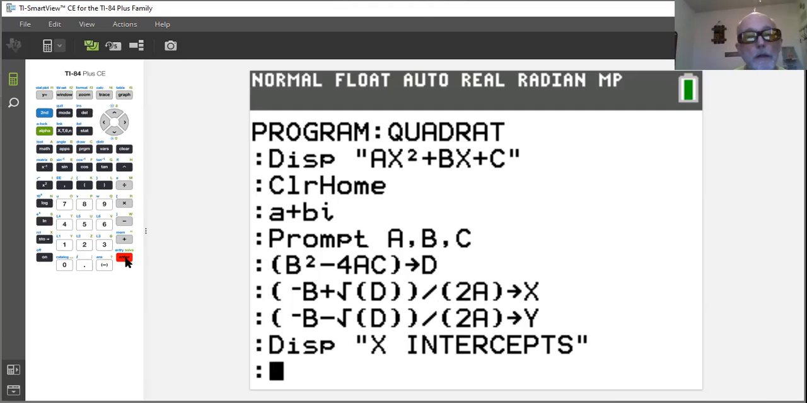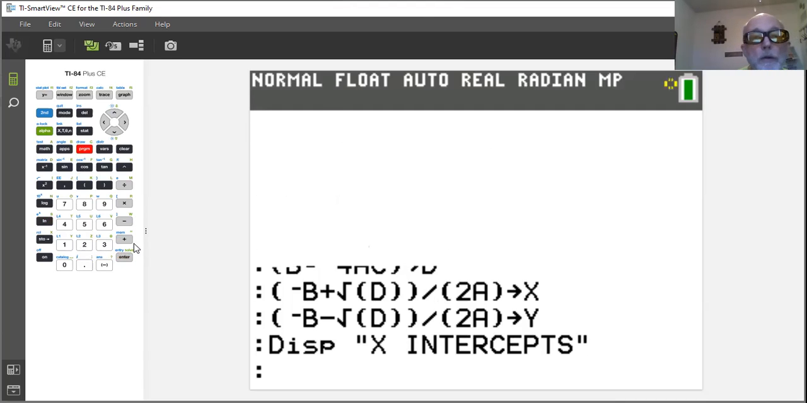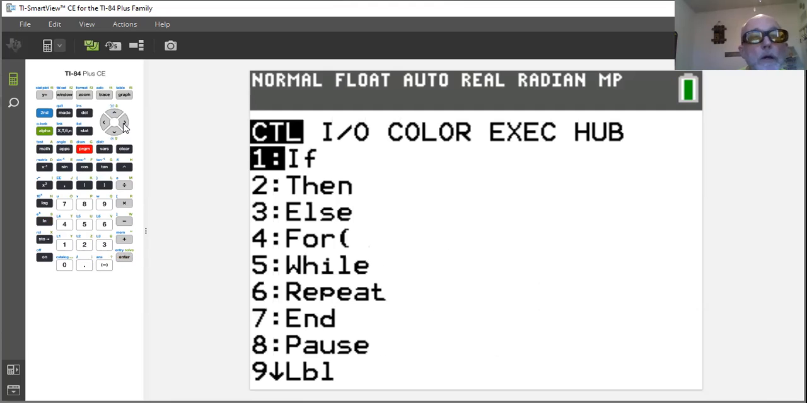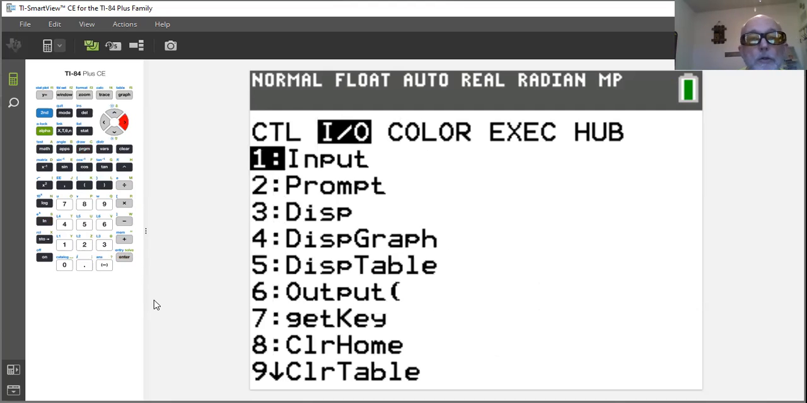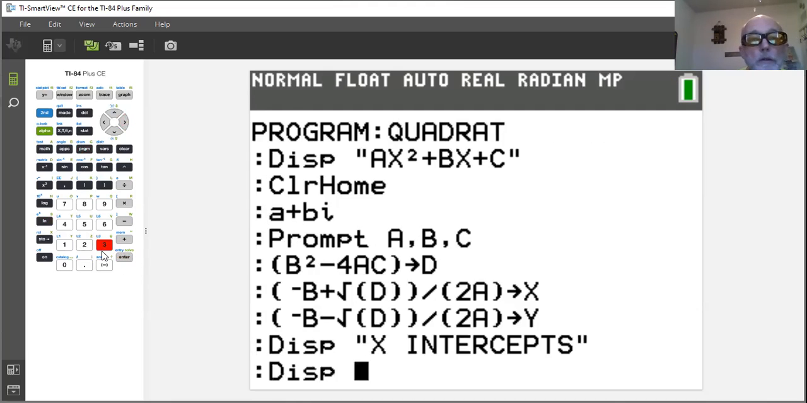All right. And now I want to display the answer. So program over 1. And remember, there are 2 answers. So we are going to display them both. We're going to say X.